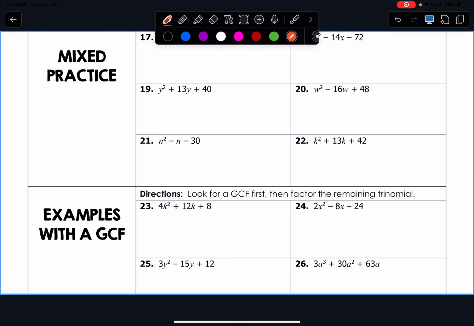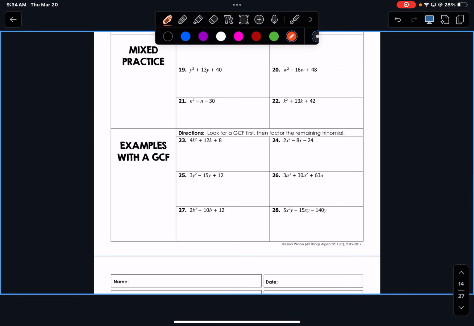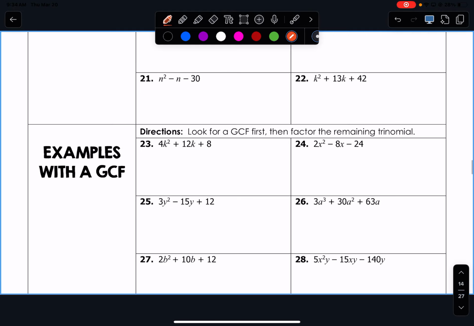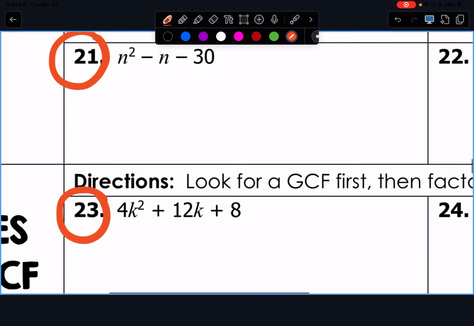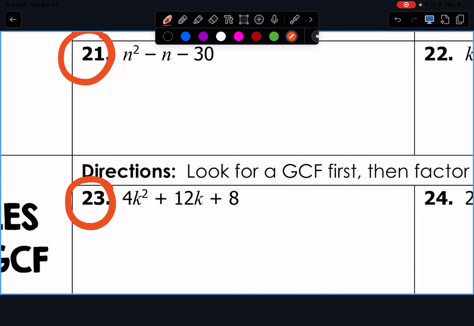All right, I want y'all to do number 21 and number 23 for me real quick. 23 can be done a couple different ways.